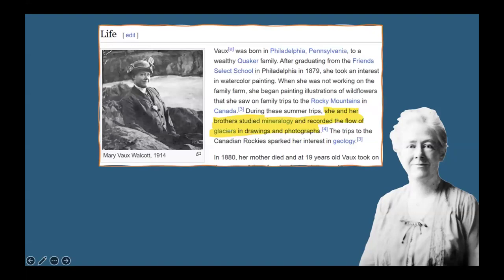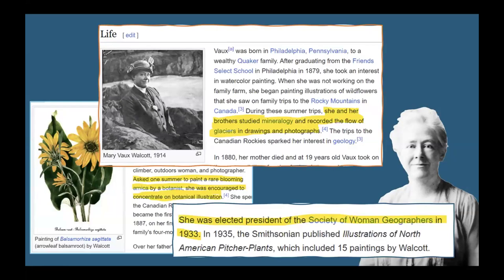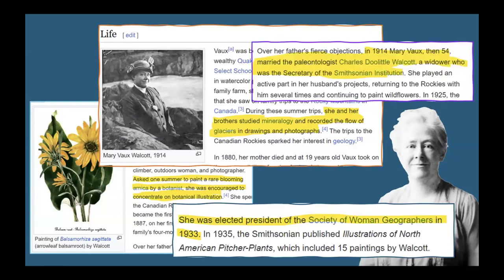Next slide. Thank you. Mary Vaux Walcott really exemplifies the diversity of the Smithsonian and all of its collections. She and her brothers studied geology together. She was a renowned scientific illustrator and botanist, and president of the Society of Women Geographers. Then very late in her life, she married the secretary of the Smithsonian at the time, the chief executive, Charles Doolittle Walcott. Her name changed.